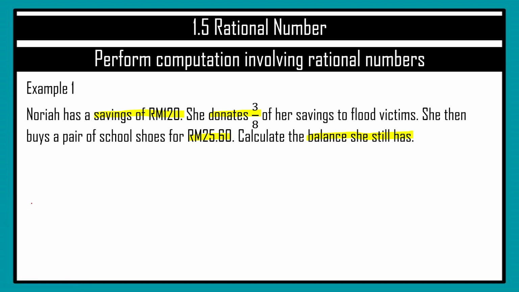So let's arrange our information. So she has 120 ringgit, 3/8, which we don't know how much, of 120 ringgit. From that, she also buys shoes, which is 25 ringgit and 60 cents. Now we want to know how much she has left. So first we need to know how much is the 3/8 of her saving. So number 1 is the amount of money that she donates.